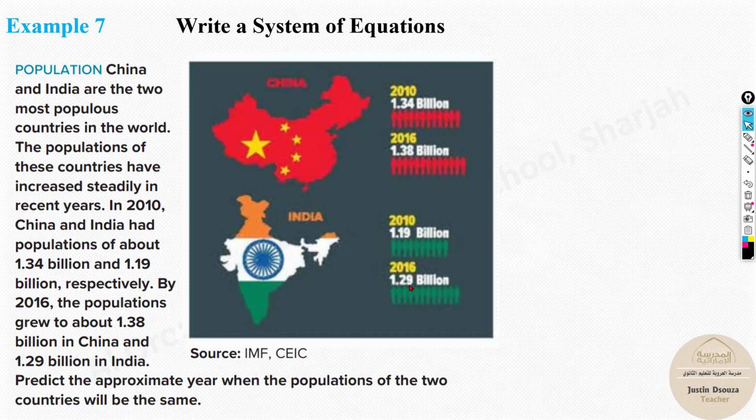That's crazy. 100 million just got increased like that. And you can see that 1.29 billion in India. Predict the approximate year when the population of the two countries will be the same. See, now this is old data, but in fact, in the year 2023, in the middle, maybe June, July, I think so, India crossed the population of China. Let's see what's the answer in this.